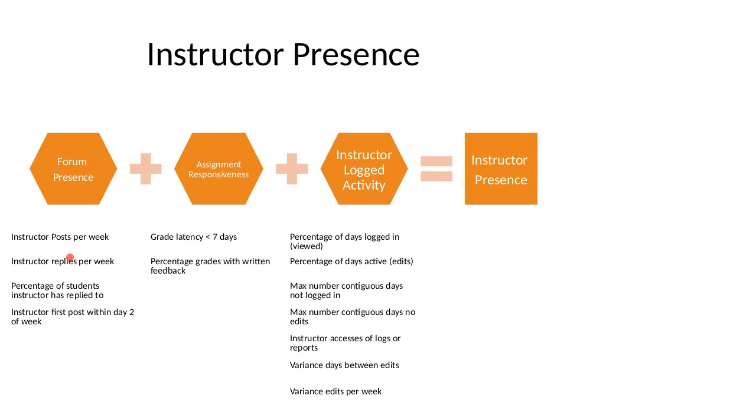Instructor presence, posts per week, replies per week, percentage of students the instructor has replied to, whether the first post of the instructor is within the second day of the week, whether assignments are graded within 7 days. I'm pretty sure this one affects things, but I want to check that statistically. What percentage of the grades had written feedback as well as just a number? Percentage of days that the instructor logged in and viewed things versus the days they were active, posting and adding resources and that sort of thing. The maximum number of contiguous days not logged in, maximum number of contiguous days, no edits, etc.